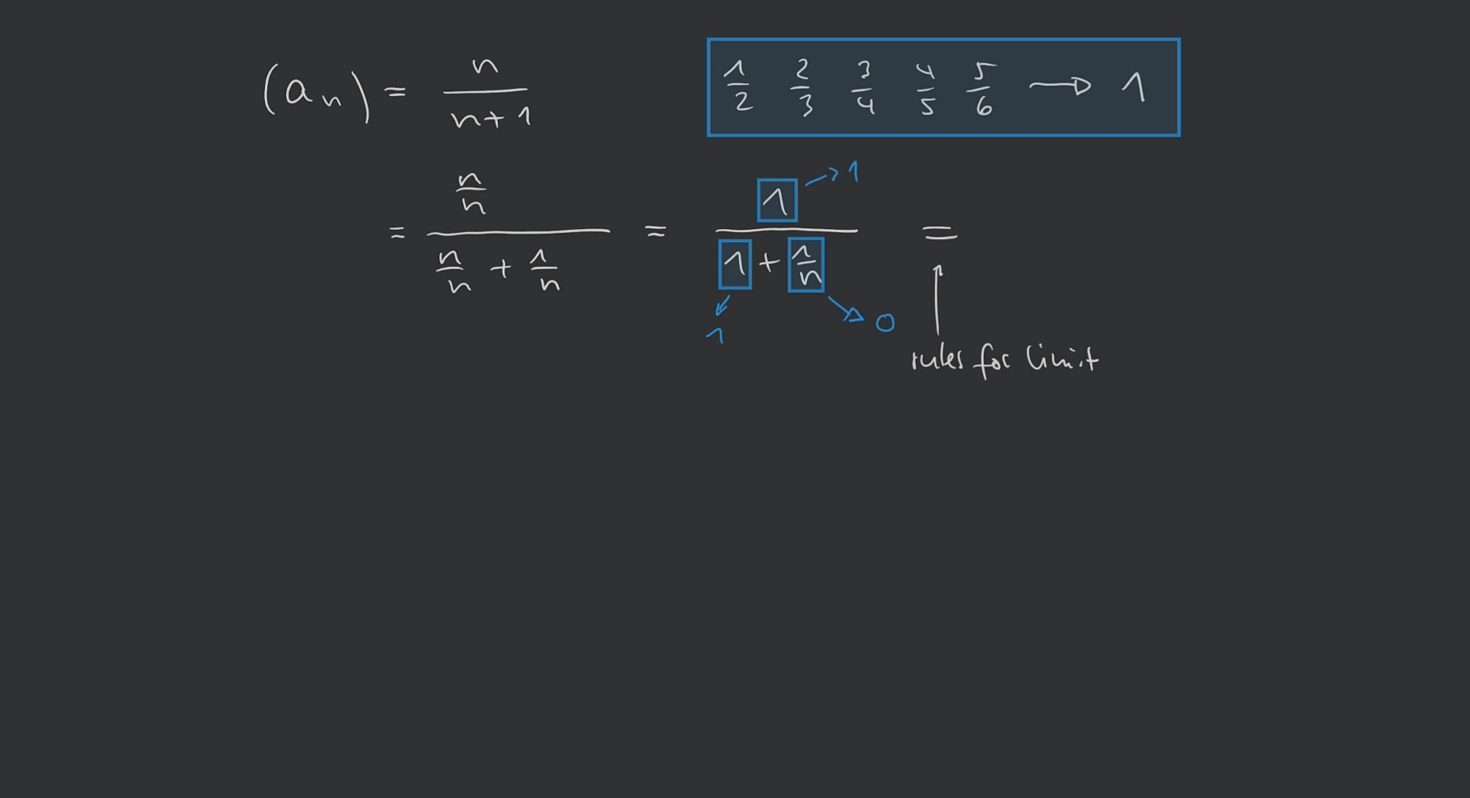So now the rules for limits allow us to split this up to 1 over 1 plus 0. So these blue numbers are the respective limits of these 3 sequences. And finally, as the result, we get 1 over 1, which is 1. So the limit of that original sequence is 1, and that coincides with what we already expected.